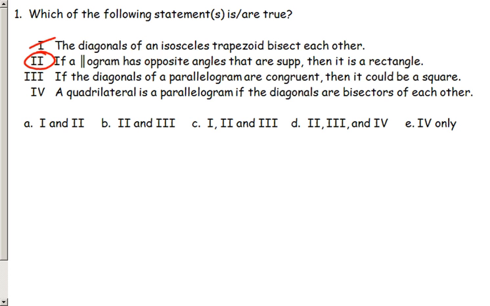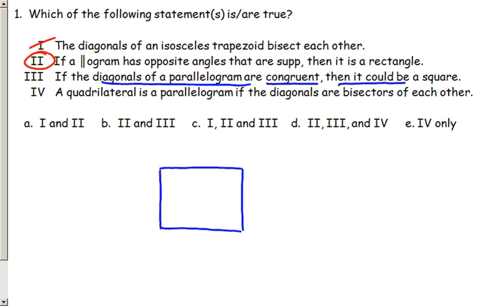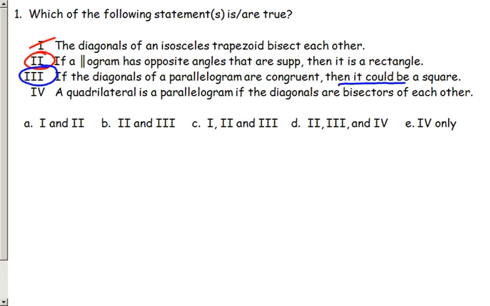The key word for that sentence is could be. The diagonals of a parallelogram, all I know about them is the fact that they bisect each other. So if they're congruent, that makes that parallelogram specifically a rectangle. A parallelogram with diagonals that bisect each other and are congruent makes that shape a rectangle, which says it could be a square. That's going to be true. It doesn't necessarily have to be a square, but it could be. I know it's at least a rectangle, but it could be a square. So the key word again is could be.